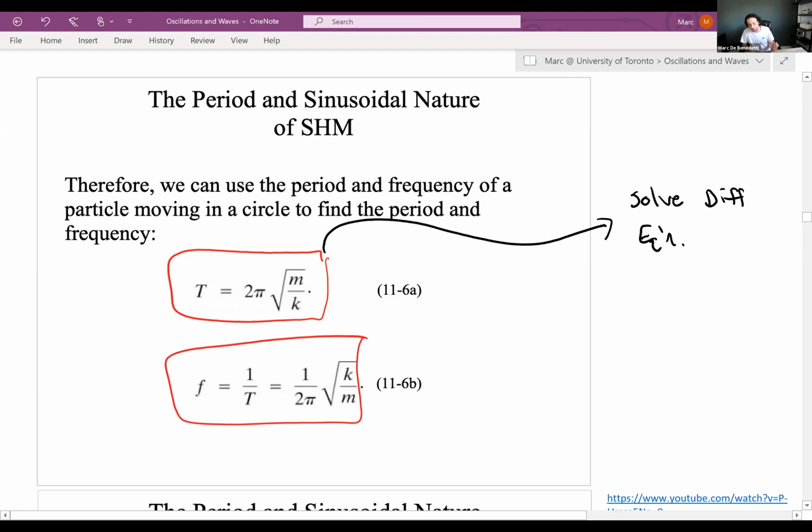So first you have to solve a differential equation. Specifically, you have to solve F net equals ma. And then after you solve that, you have to make a small, actually no, for a pendulum you make a small angle approximation.